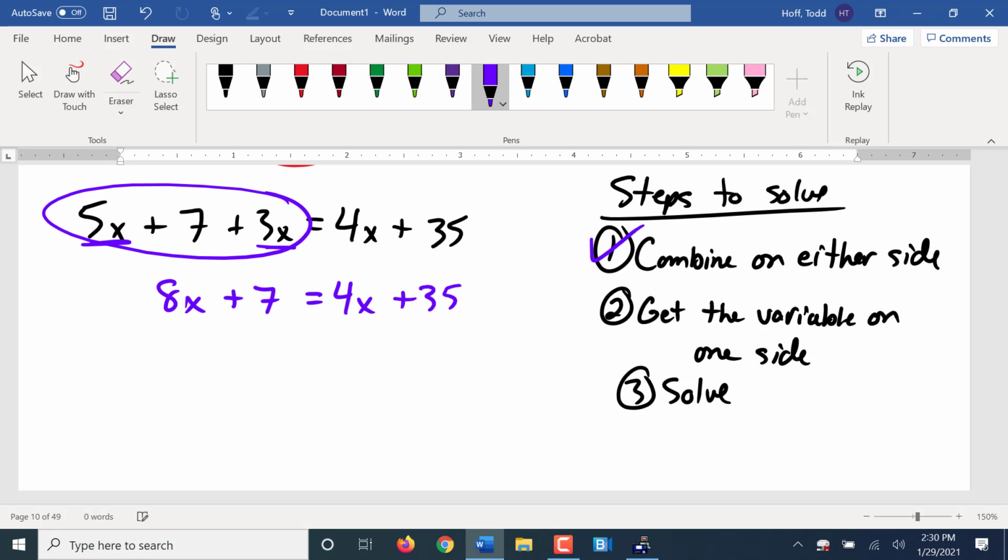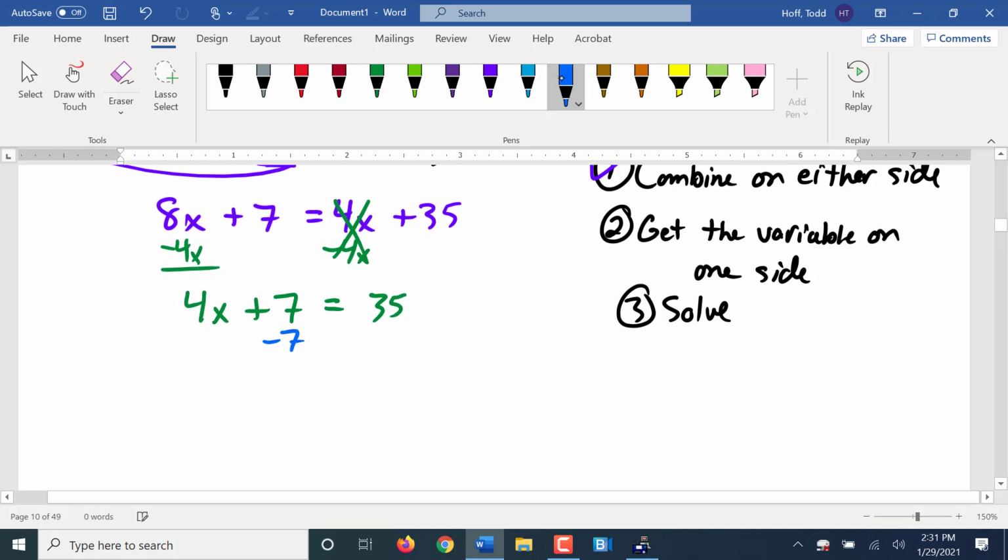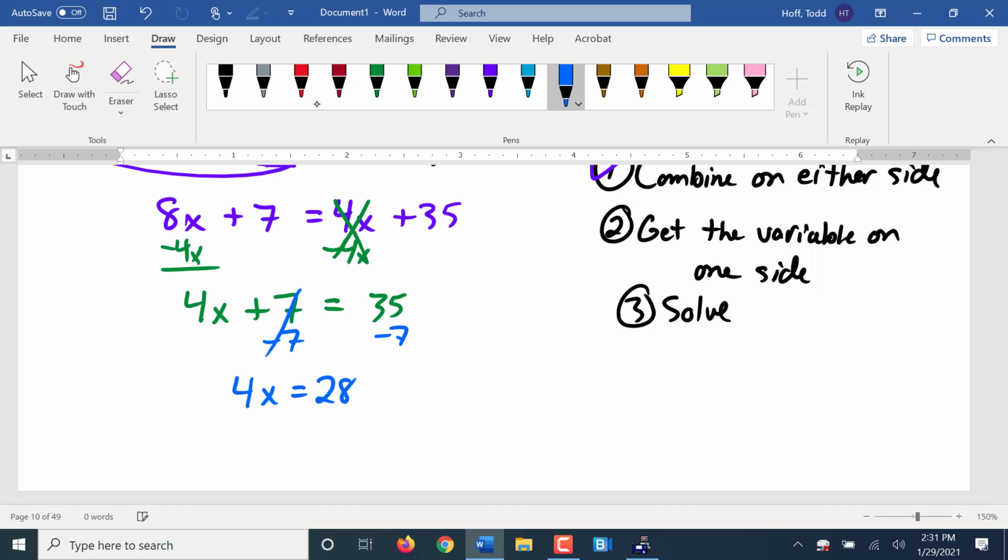So that's step one. Next, we have to get the variable on one side by subtracting 4x from both sides to give us 4x plus 7 equals 35. Good. This x has been taken away, it's gone. Now we're ready to solve. Our first step would be to subtract 7, you got it. 4x equals 28, and then divide by 4, x equals 7. Perfect.